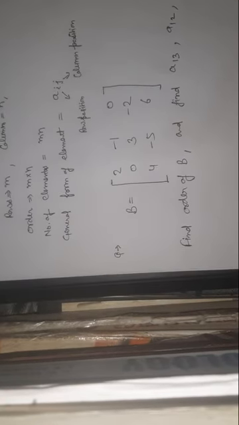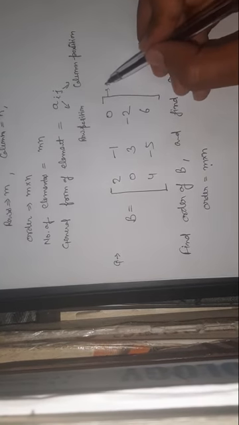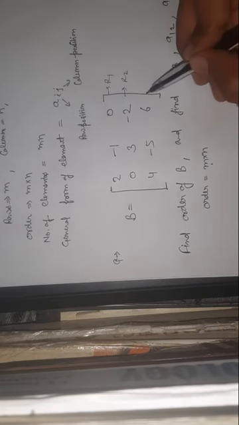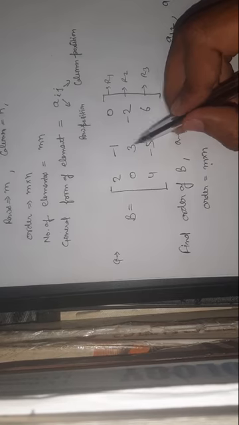Now order of B means m by n. According to this, what is m? m means number of rows. How many rows are there in it? Look, R1, R2, R3. How many rows? 3. And columns: C1, C2, C3. So what order do we get? 3 by 3.